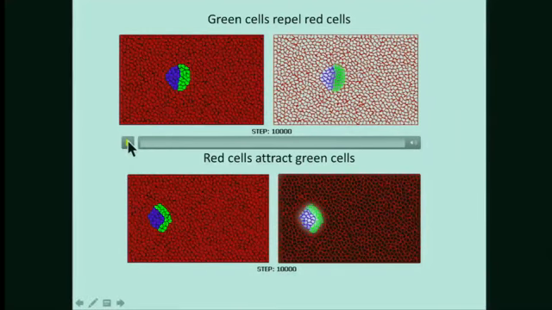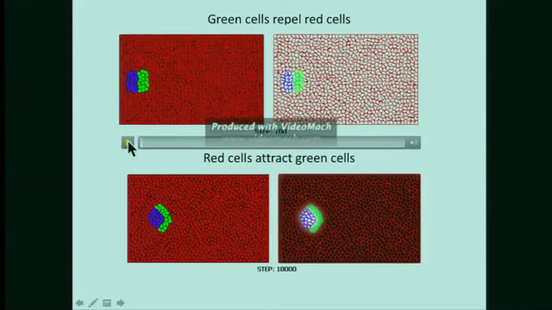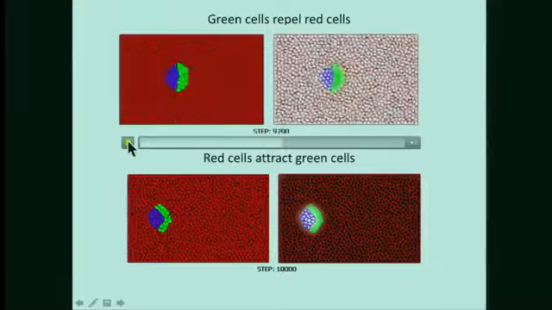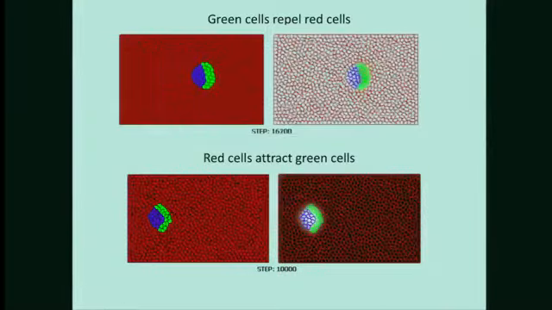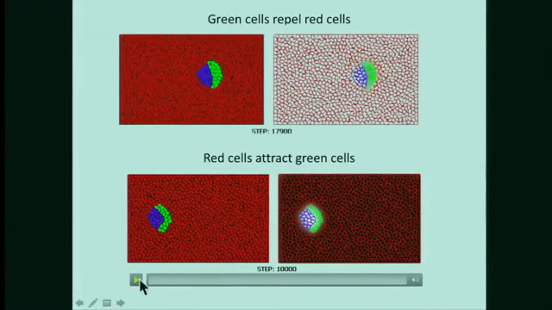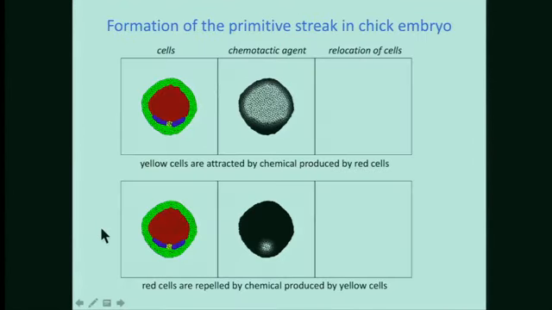So here green cells repel red cells. So the interface between red and green moves towards red, and here red cells attract green cells. Same result. Interface. Well, it doesn't move, but it's pretty much the same kind of story.